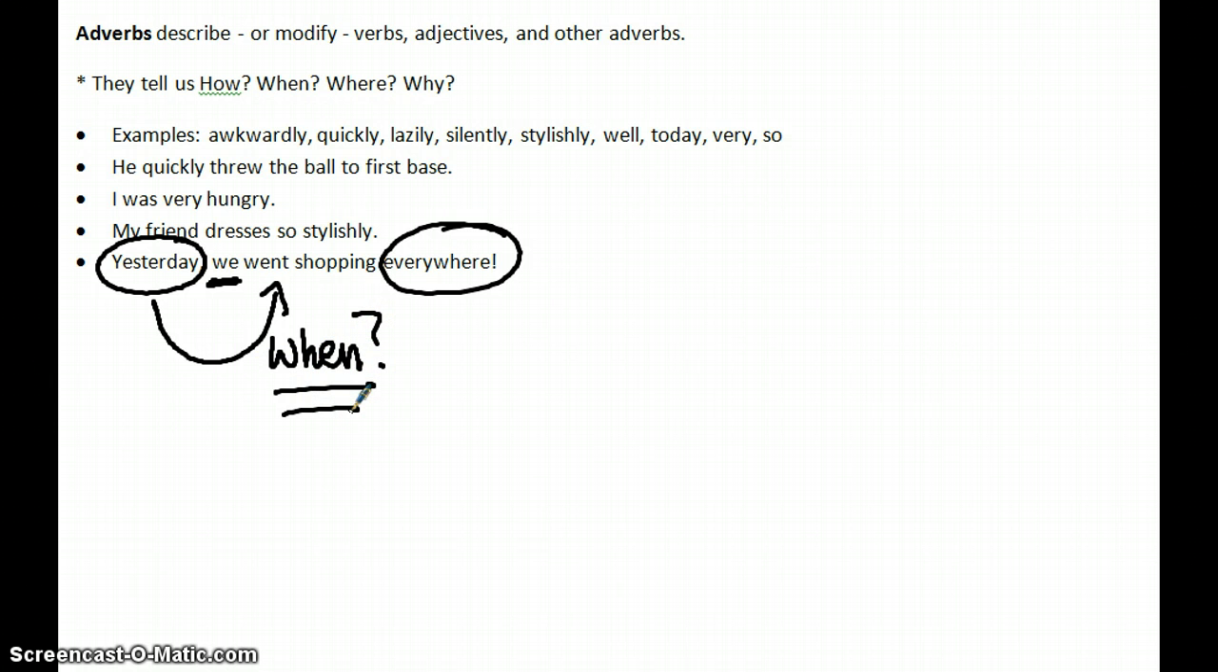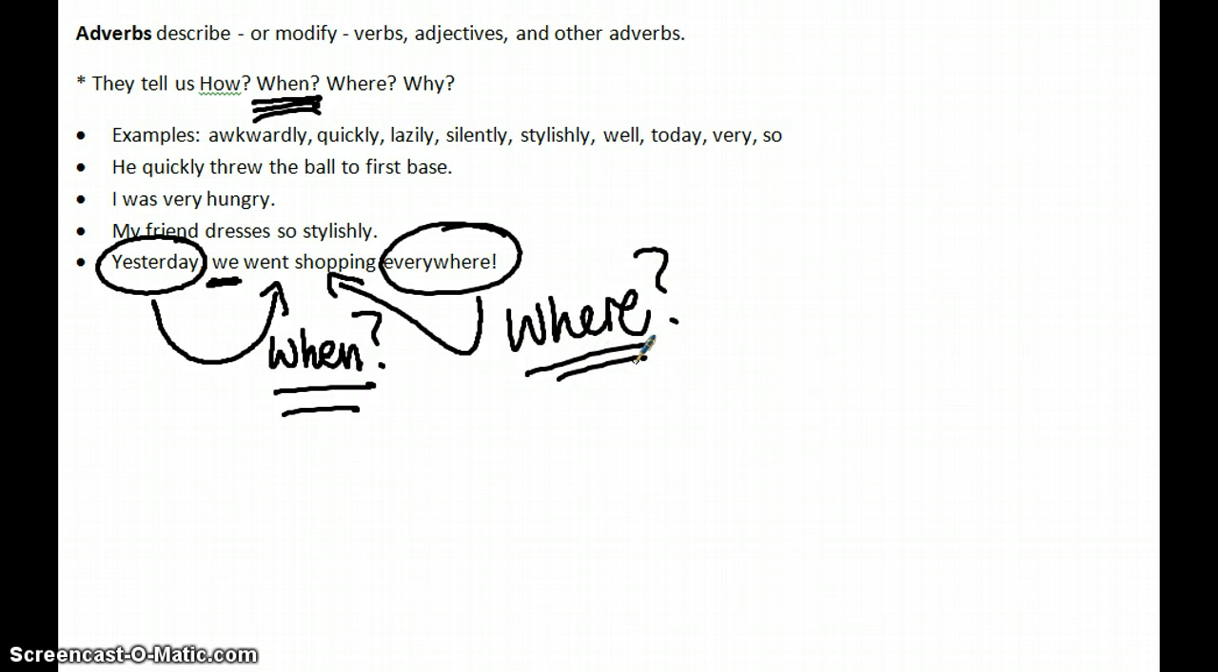And when, as you recall, is an adverbial question. Now, everywhere, same thing. Everywhere could be a couple different things, right? In different contexts. The clothes were everywhere. Everywhere we looked. In this context, we went shopping everywhere. Everywhere answers what question? It answers where we went shopping. And where is an adverbial question.